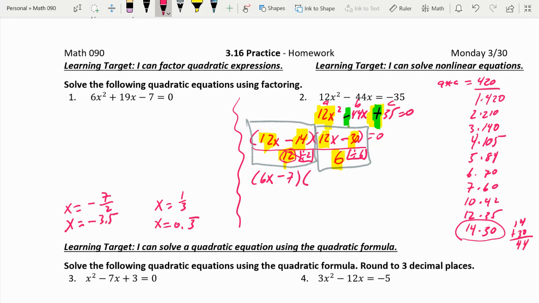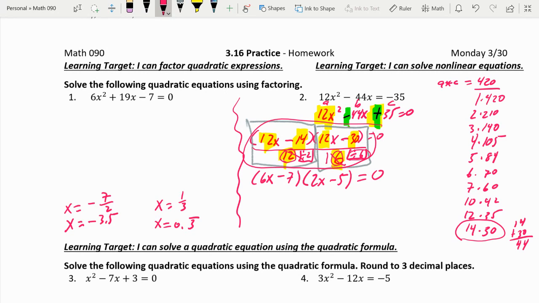So I'm left with 12x divided by 6, which is 2x. 30 divided by 6 gives me 5. And then this 6 divided by that 6 gives me 1. I want to have 1 in the denominator. As soon as I get 1 in the denominator, I know I'm done with this mess here. I know I'm done doing this.